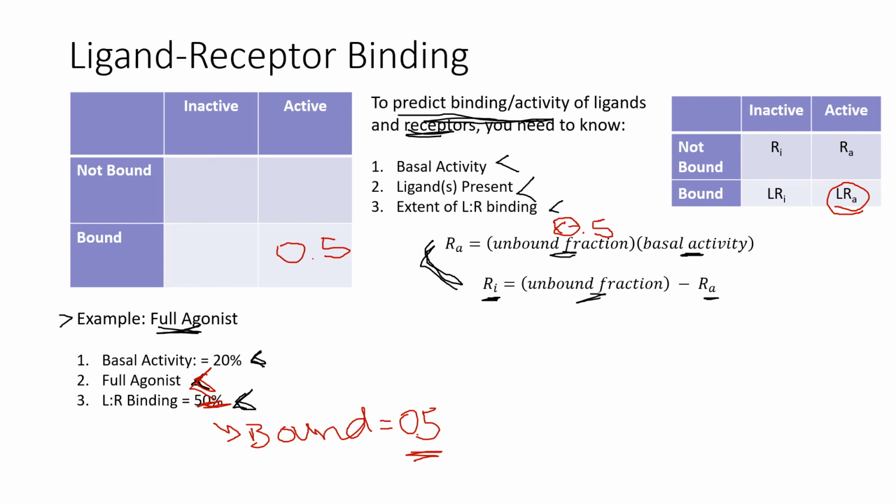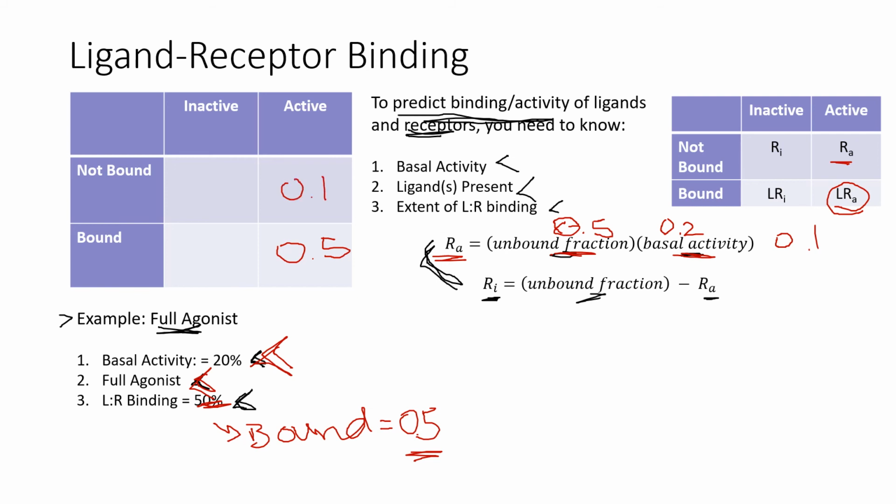After that, because we know what the unbound fraction is, as well as the basal activity, we know that basal activity is 0.2 from here. And so we can find RA, which is right there. And so this is going to be 0.1. And so the portion of unbound receptors that are active is going to be 0.1.